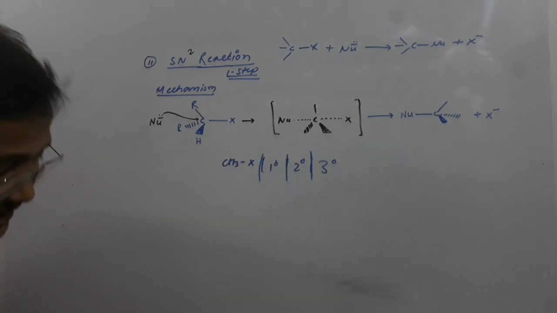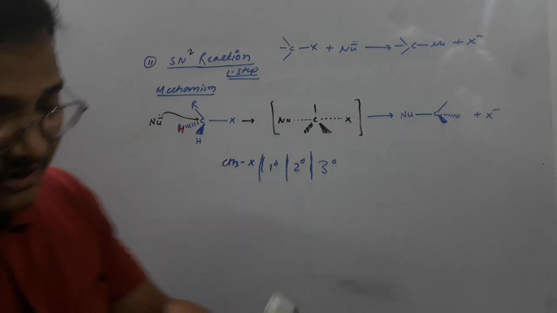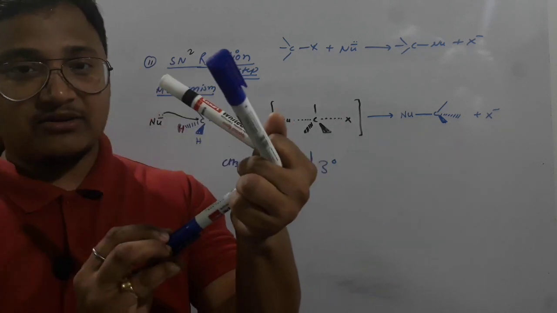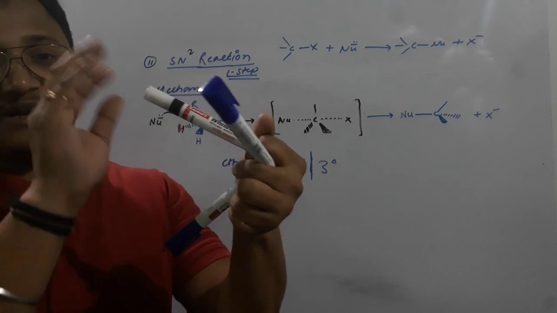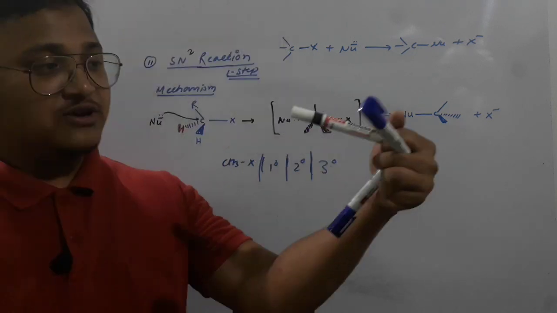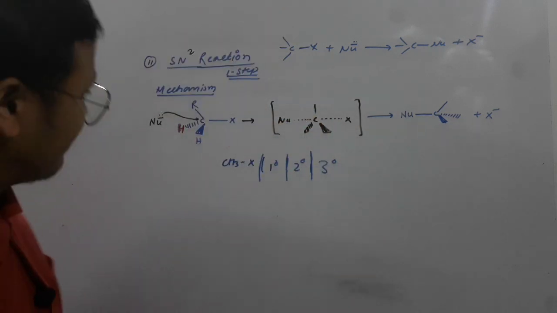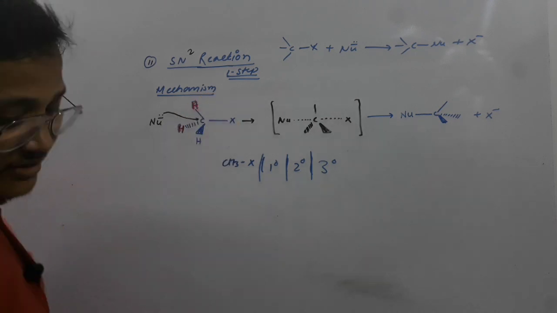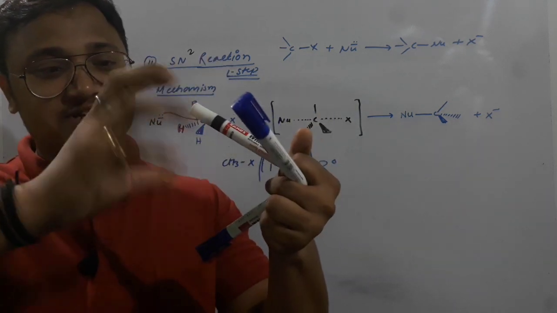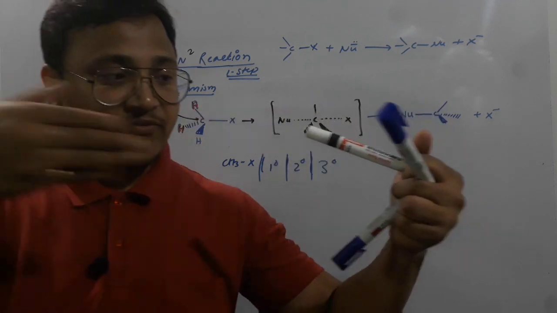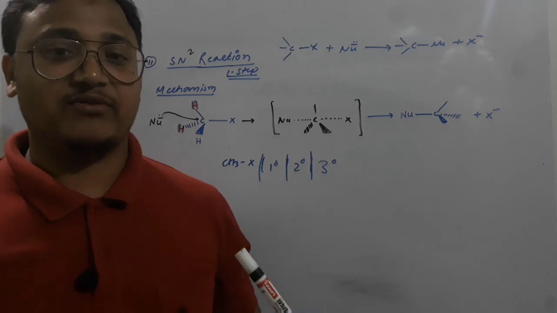Similarly, if you consider 1 degree, 2 hydrogens will be here, so 2 hydrogens and 1 methyl group. That means 70% of the area is completely free, because hydrogen would be here. So it can easily come and attack with respect to 3 degree and 2 degree. And when it is methyl, only hydrogen. So 100% of this area is free, and this nucleophile will easily come and attack here, and this halogen will be completely removed from here.